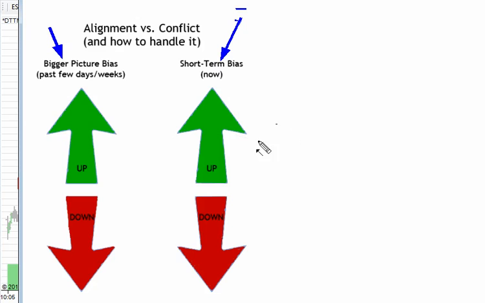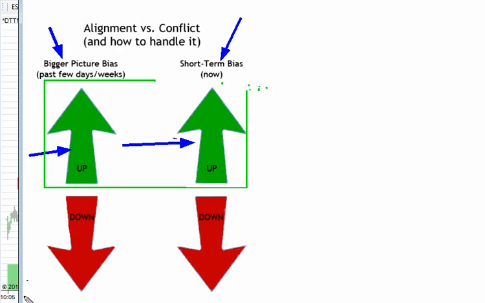Okay, so obviously the ideal is when you have bigger picture bias up and the shorter term structure is up, you've got everything in alignment. Things are in flow. You just roll with it. You go with it. Or vice versa, if the bigger picture bias is down and the shorter term structure is down, you go with that.